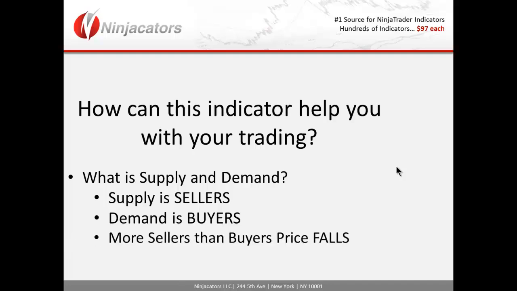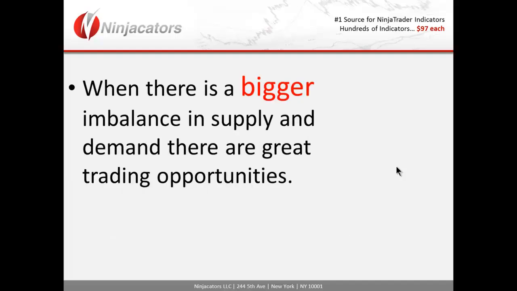Okay, when there are more aggressive sellers than buyers, price falls, and when there are more aggressive buyers than sellers, price rises. This is again the core of every market. This is the basis for market movement. So when there's a bigger imbalance in supply and demand, there are great trading opportunities.